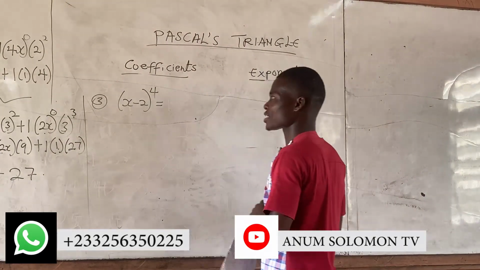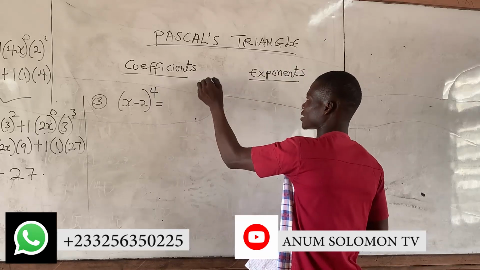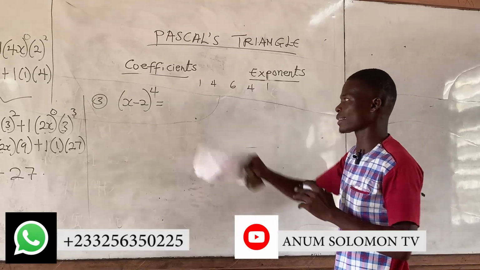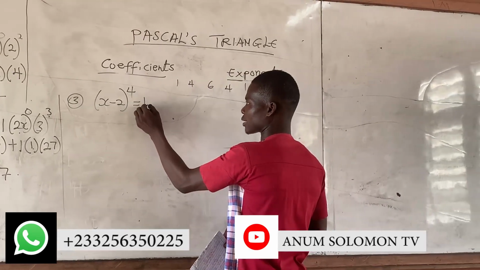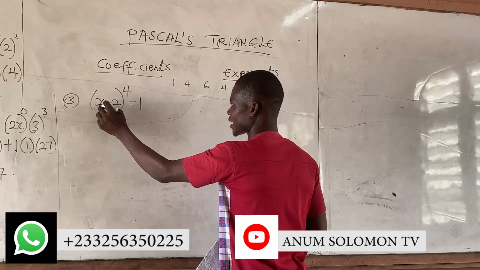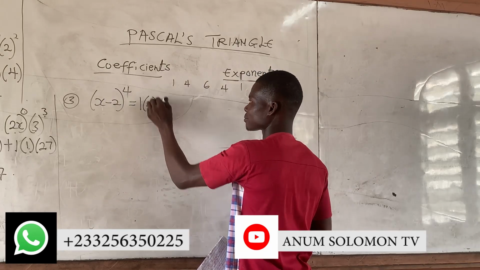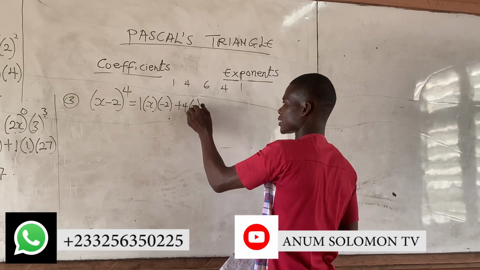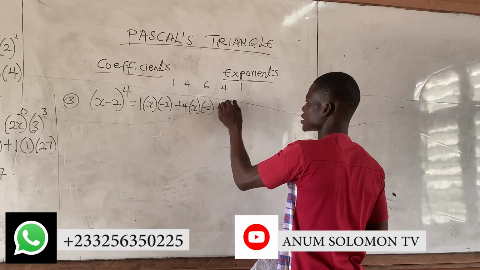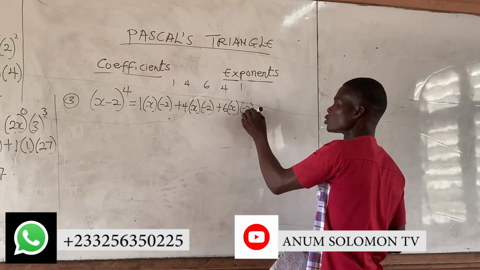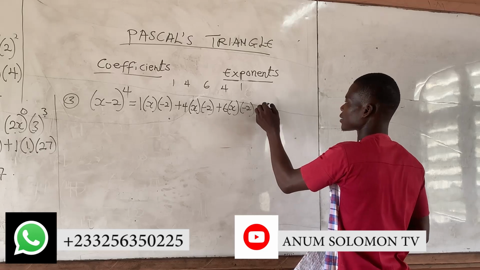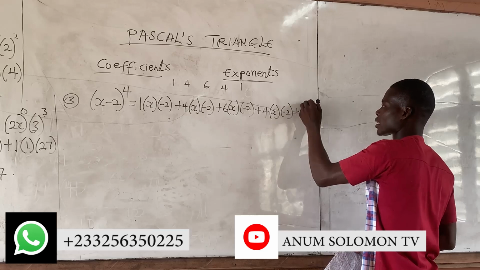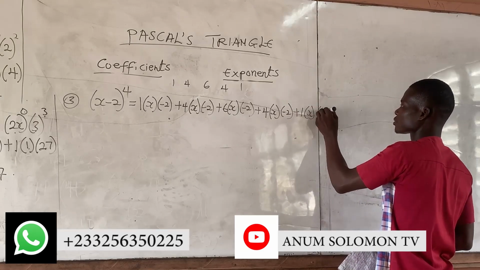So let's consider the coefficients. The coefficients of power 4 are 1, 4, 6, 4, 1. So you're going to use these coefficients to expand this bracket. The first coefficient is 1, and the terms we are considering here are x and negative 2. The second coefficient is 4, with the terms x, negative 2. The third coefficient is 6, the same x and negative 2. The fourth one is 4, with x and negative 2. And the last one is 1, with x and negative 2.